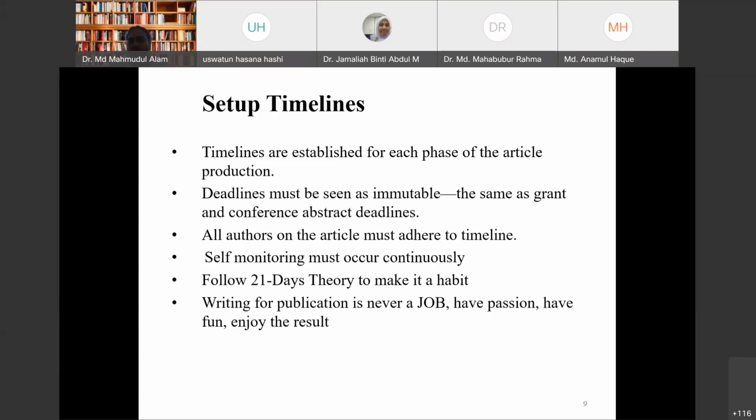Another thing is you can follow a theory, the 21 days theory, that every day you work on it for 1 hour, or at the same particular time. If you practice it for 21 days, 3 weeks, it will become a habitual work. So try to do it. Otherwise, we actually cannot manage our time.